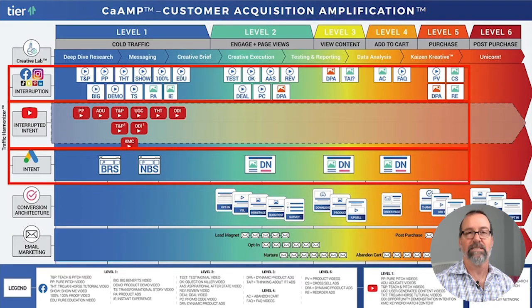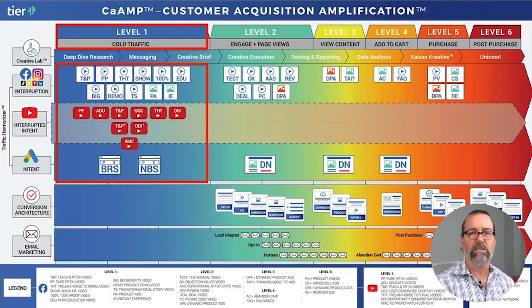And the last section is the intent-based section, which is they're either searching for the name of your business or maybe a specific keyword phrase. So we use branded search. We also use non-branded search in that section. So 3 types of traffic in the traffic harmonizer.